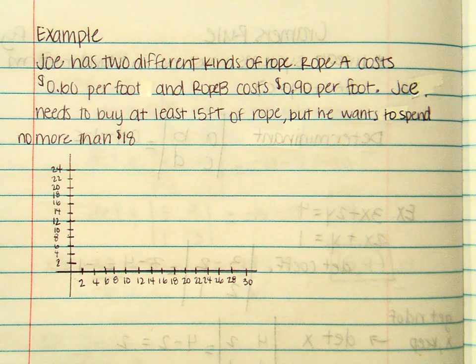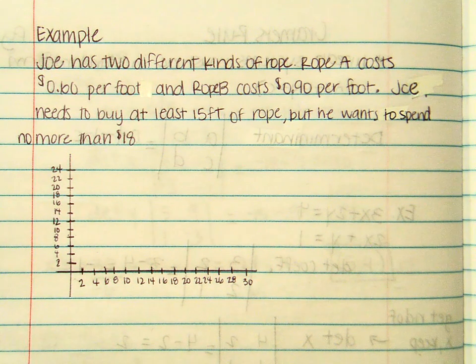Okay, so this word problem says that Joe has 2 different kinds of rope. Rope A costs 60 cents per foot, and rope B costs 90 cents per foot. Joe needs to buy at least 15 feet of rope, but he wants to spend no more than $18. Okay, so we haven't done any word problems yet with systems. So think about what we've done so far with systems. We've had 2 variables, okay?